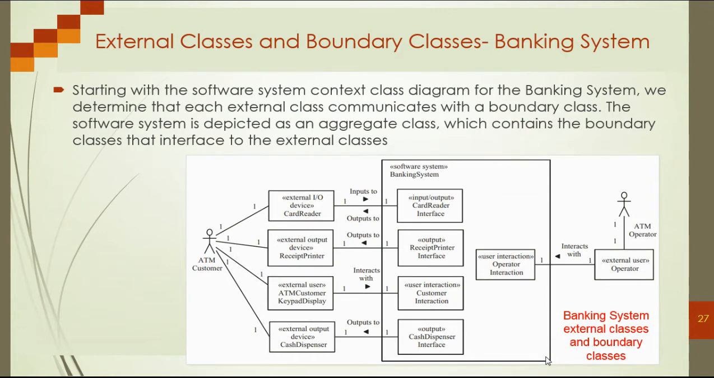So here each external class has one-to-one boundary classes. Each external class. So if we see here in our system, each external has another association, a one-to-one association relation with a boundary class.